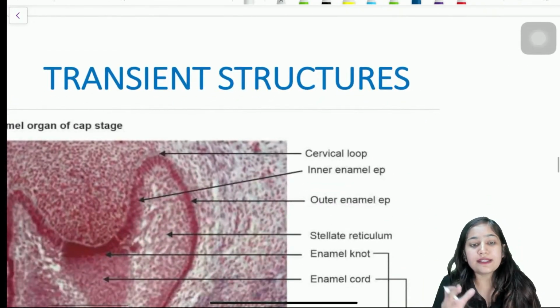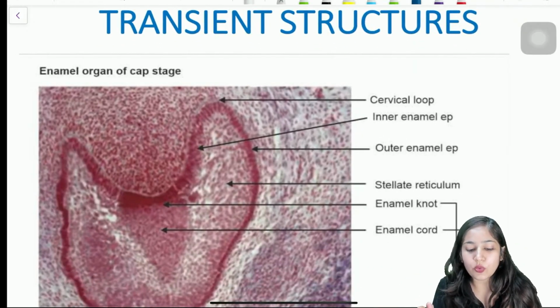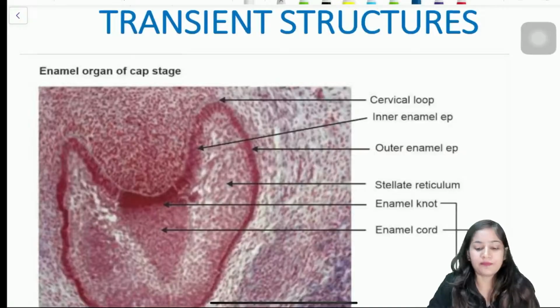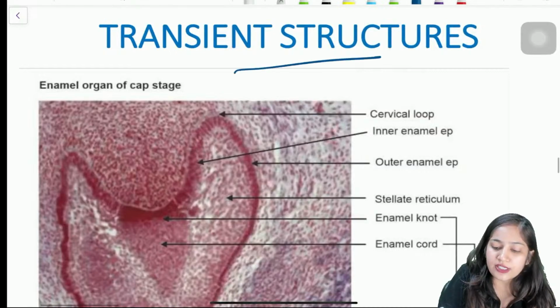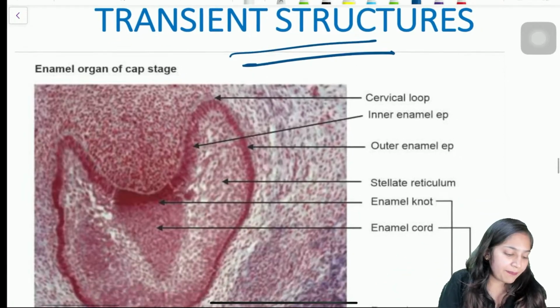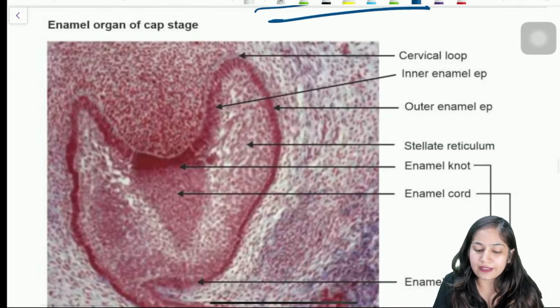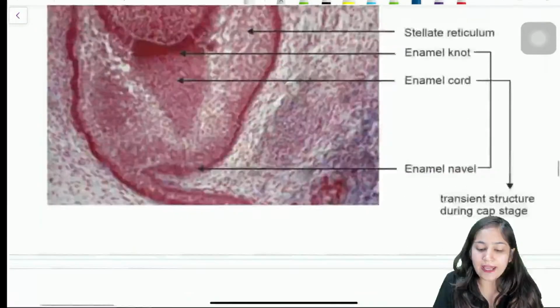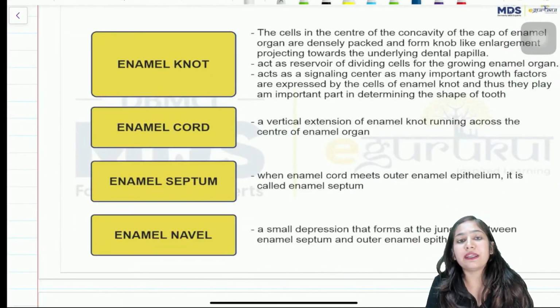Now coming to the transient structures present during the cap stage. Recently in NEET there was a question on enamel knot, right? An image-based question was asked. So again, this is very important. Transient meaning temporary structures that is present only during the cap stage, that are present before the enamel formation. They will disappear after enamel formation. Right? So which are the transient structures during cap stage? Enamel knot, enamel cord, enamel septum, and enamel navel.